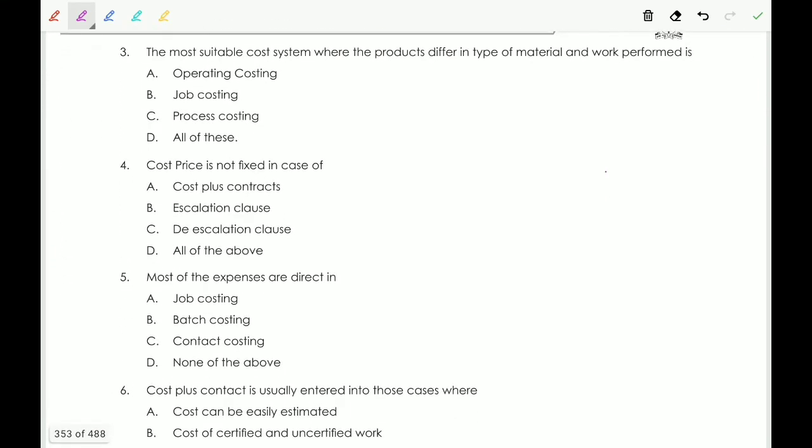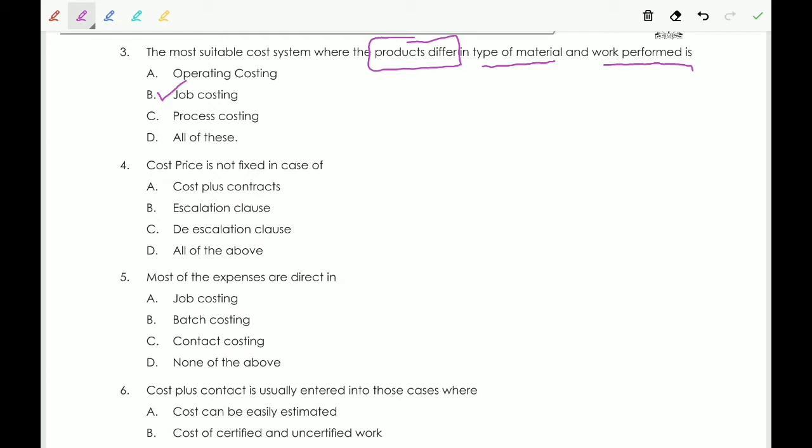Next, third one, the most suitable cost system where the products differ in type of material and work performed. Option A operating costing, B job costing, C process costing, D all of the above. So job costing is used when products differ in respect of material and work performed.